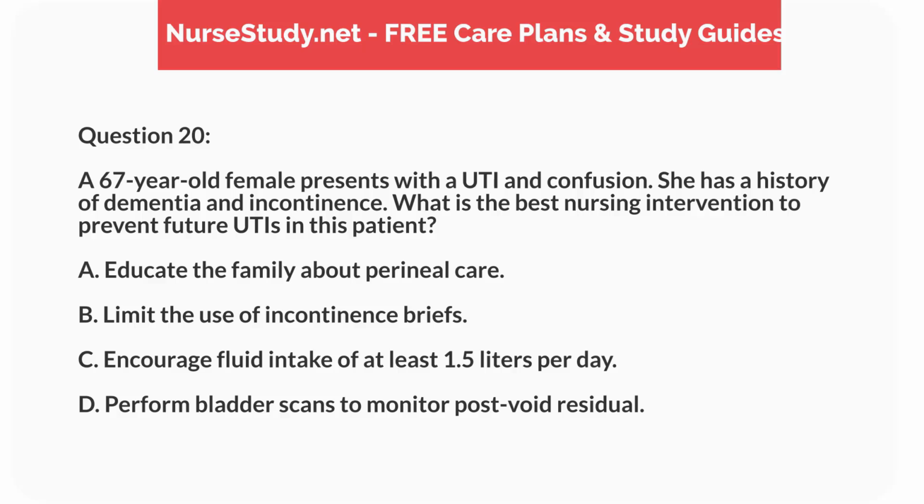She has a history of dementia and incontinence. What is the best nursing intervention to prevent future UTIs in this patient? A. Educate the family about perineal care. B. Limit the use of incontinence briefs. C. Encourage fluid intake of at least 1.5 liters per day. D. Perform bladder scans to monitor post-void residual.